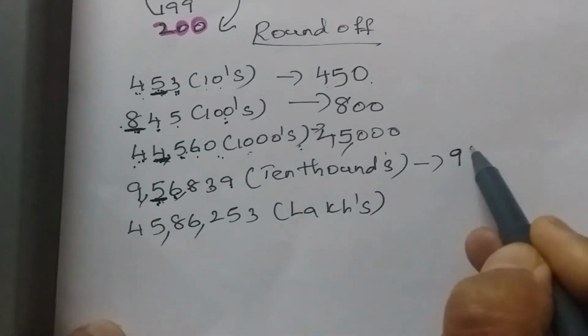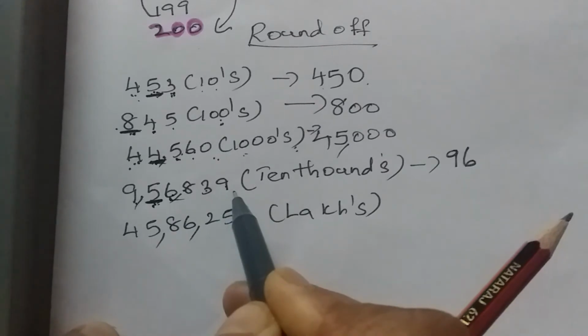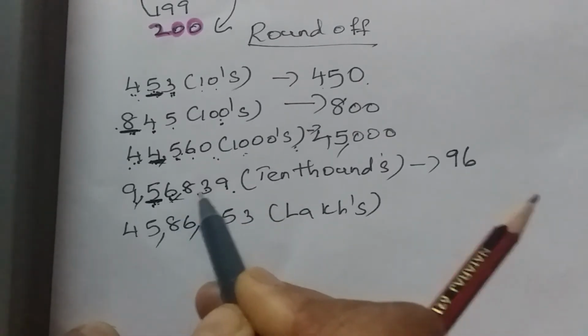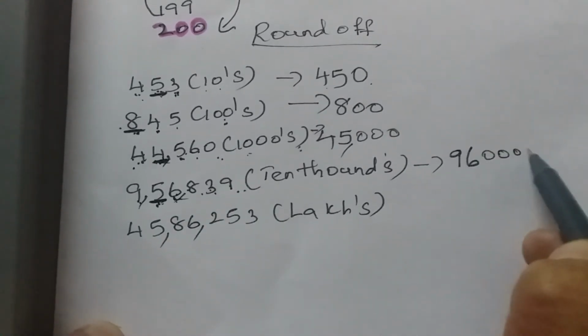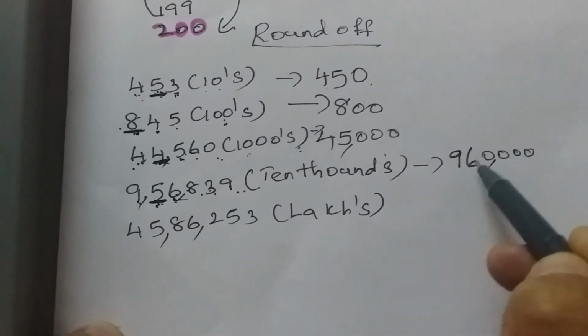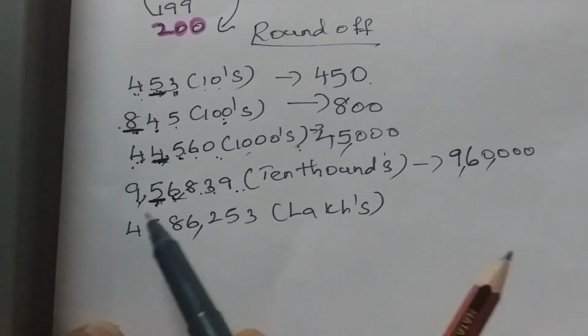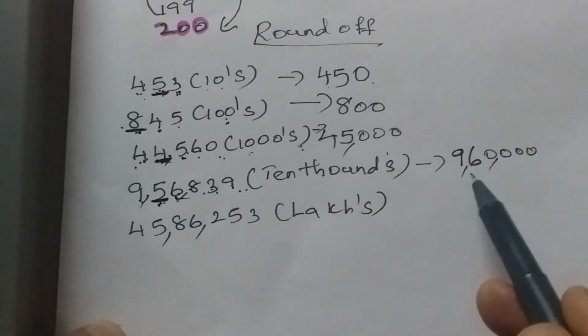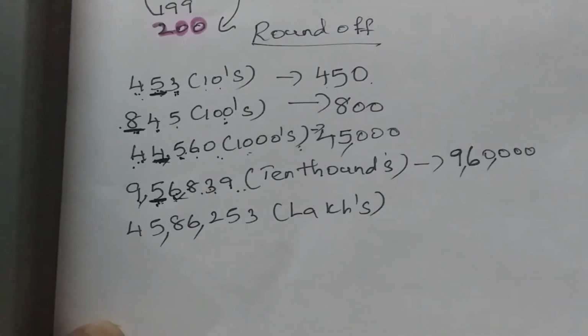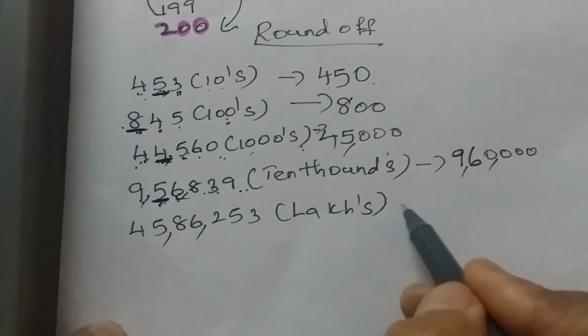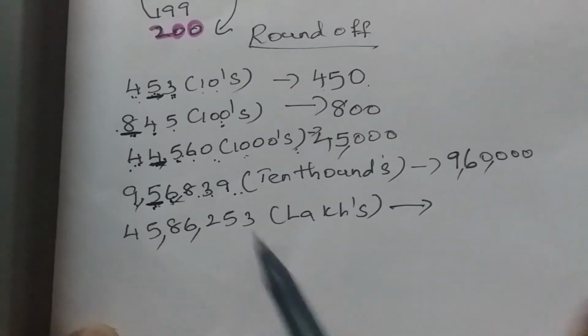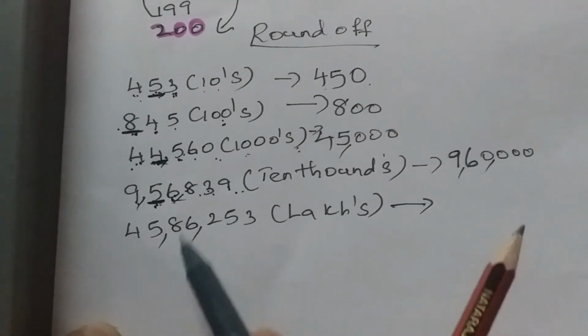5 plus 1, 6. Then rest of the digits, what happens? They all become 0. 1, 2, 3, 4. 1, 2, 3, 4. So ones, tens, hundreds, comma, 1,000, 10,000, comma, lakh. 9,56,000 is nearest to 9,60,000. So these are the steps we follow in rounding off, or in estimating the numbers to the given place.